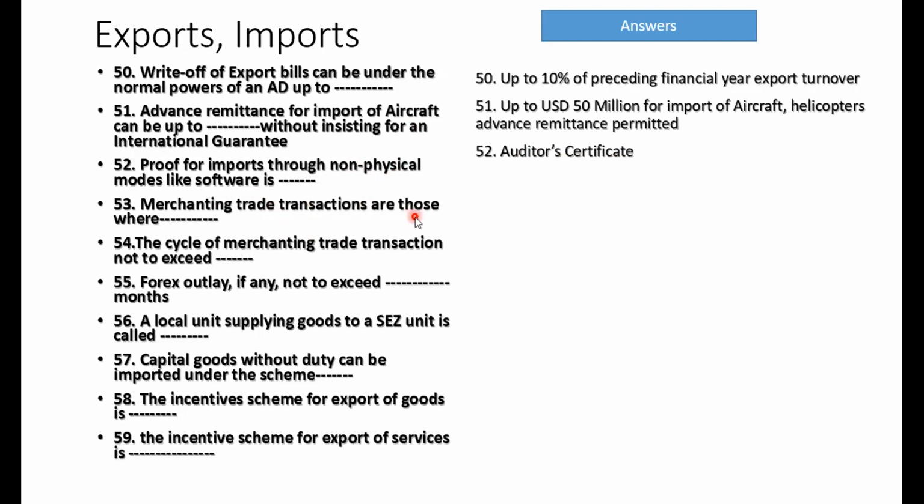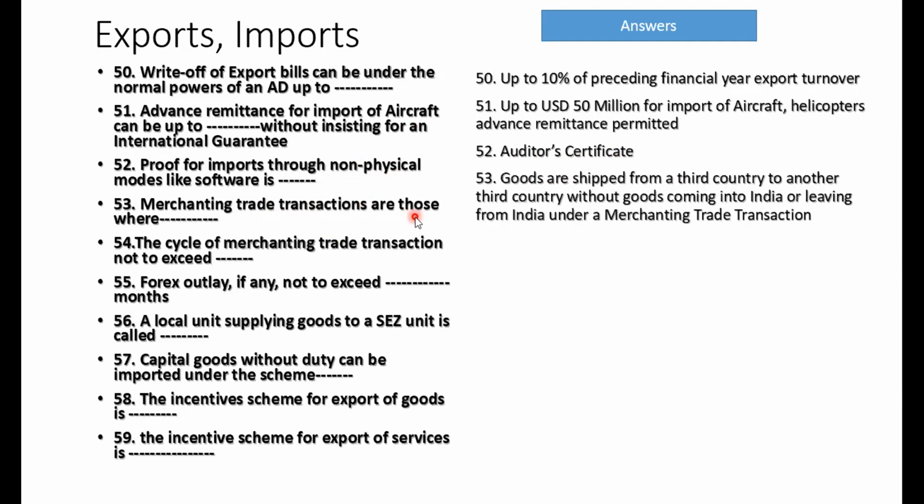Okay, merchant trade transactions are those. This is the definition part we already discussed. The cycle of the merchant trade, 9 months. And forex outlay fee, 4 months. And a local unit supplying to an SEZ unit is called a local unit. Supplying goods to a local SEZ unit is called deemed exports.